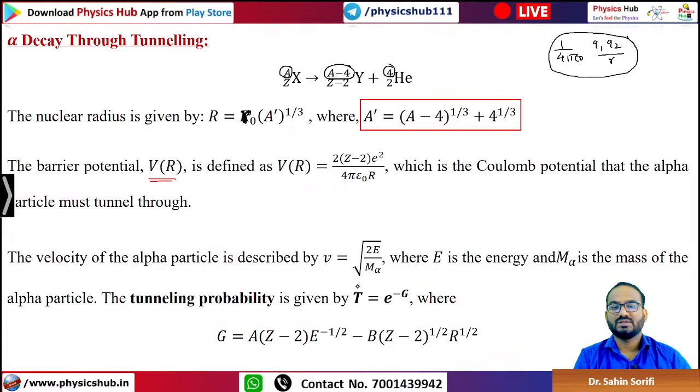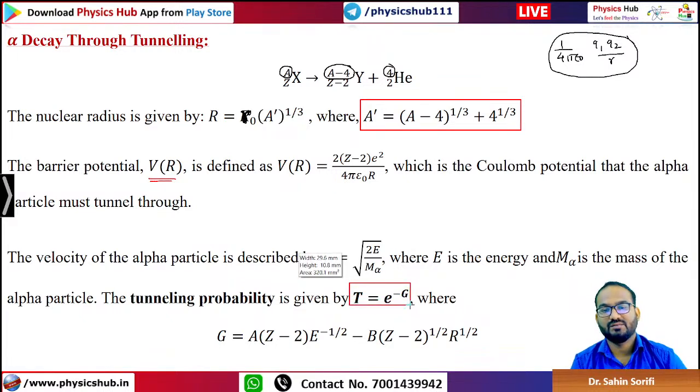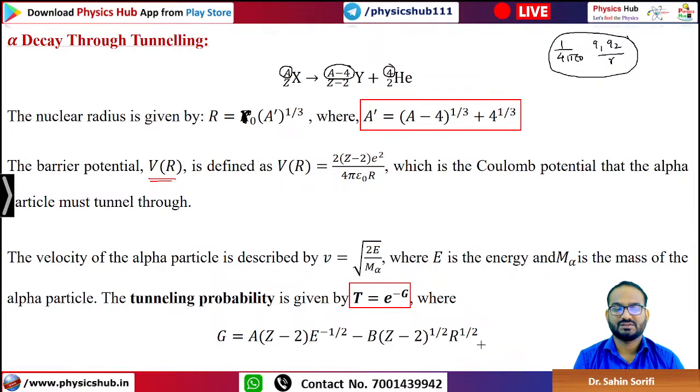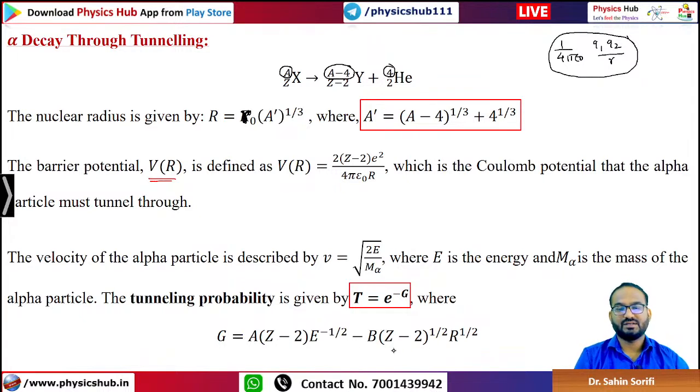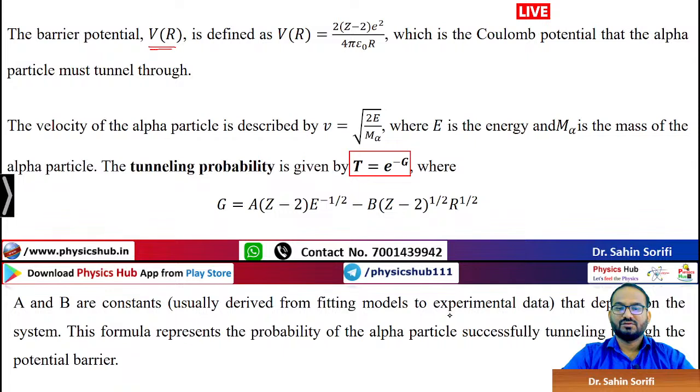Tunneling probability is given by T equals e to the power minus G. This is another very important formula, the formula for tunneling probability, e to the power minus G. G is a constant given by this expression: A times Z minus 2 to the power half minus B times Z minus 2 to the power half r to the power half. You don't need to remember this, okay? You just remember this T equals e to the power minus G formula. A, B are constants, usually derived from fitting models to experimental data, and depend on the system. This formula represents the probability of an alpha particle successfully tunneling through the potential barrier.